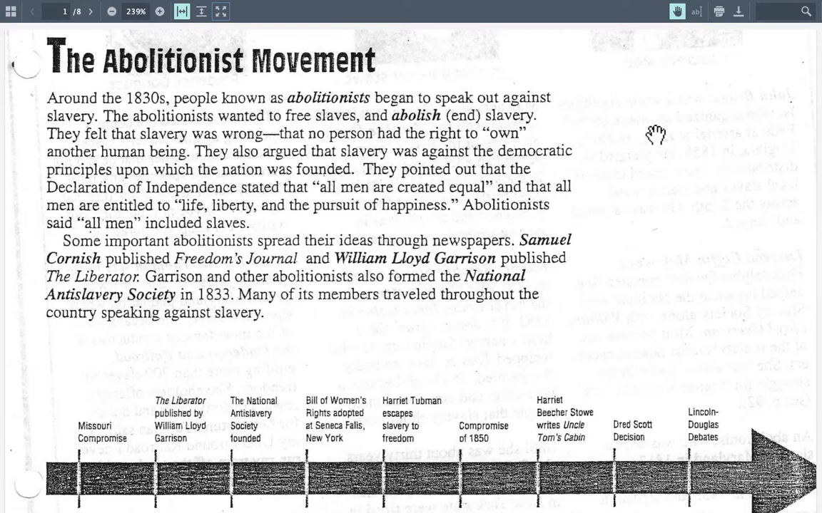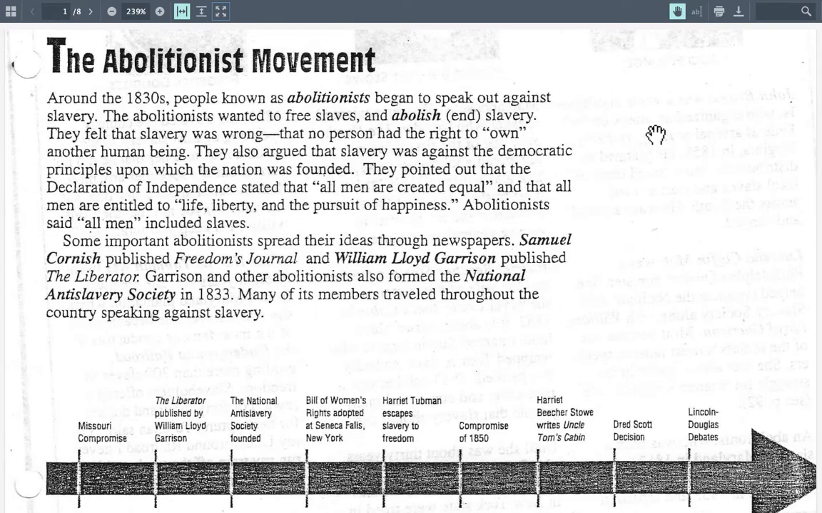They pointed out that the Declaration of Independence stated that all men are created equal, and that all men are entitled to life, liberty, and the pursuit of happiness. Abolitionists said all men included slaves.